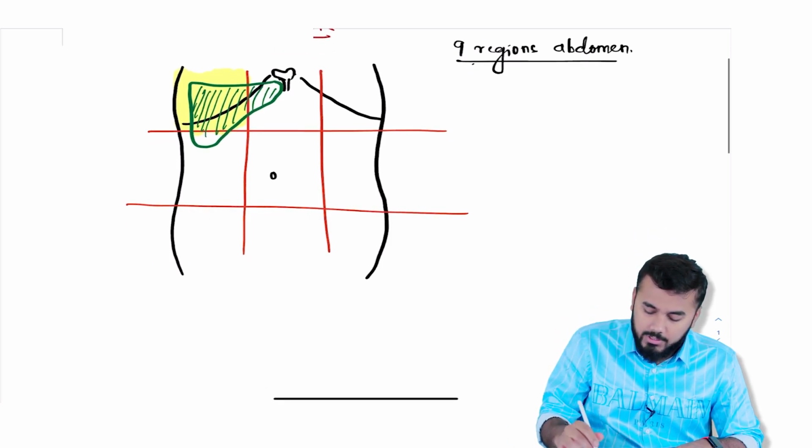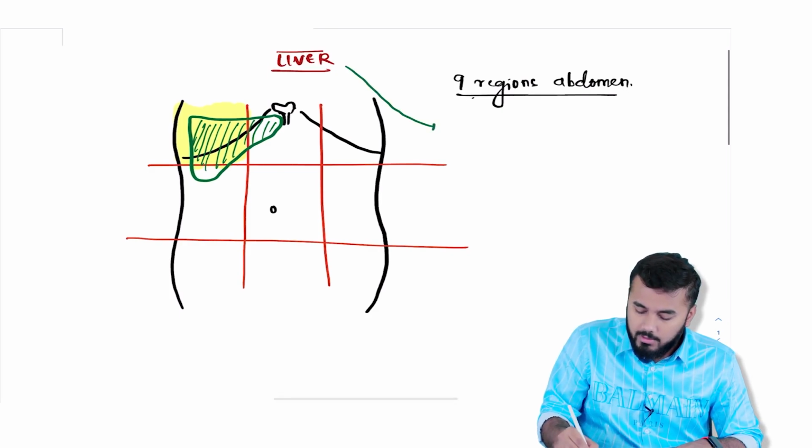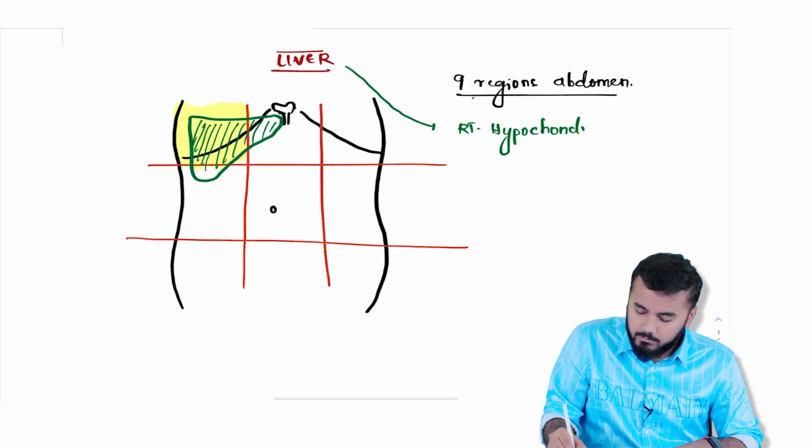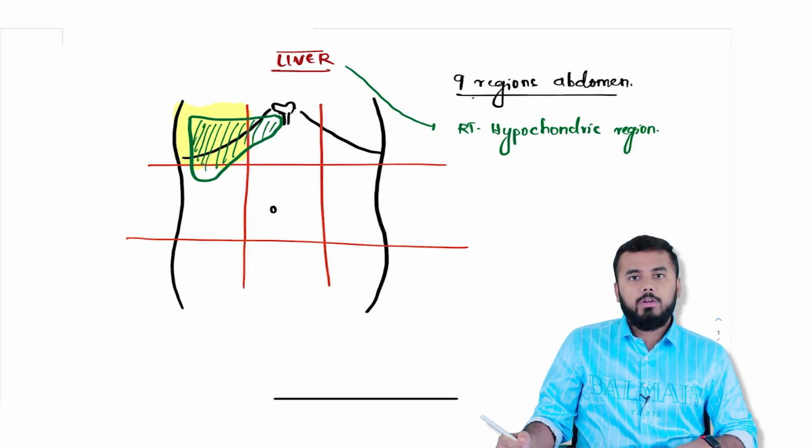So from today onwards, where is your liver located? Your liver is located in the right hypochondric region. Right hypochondric region, okay.